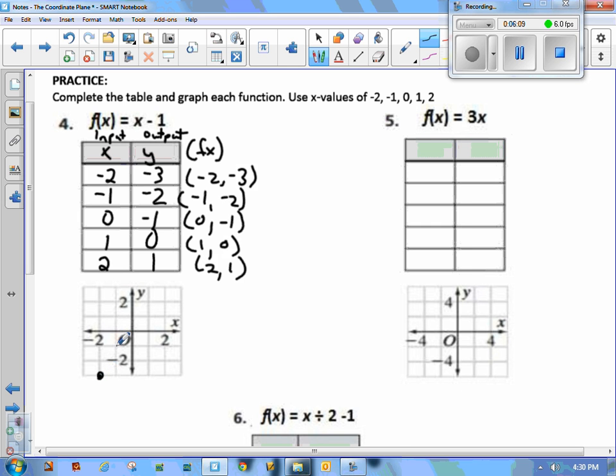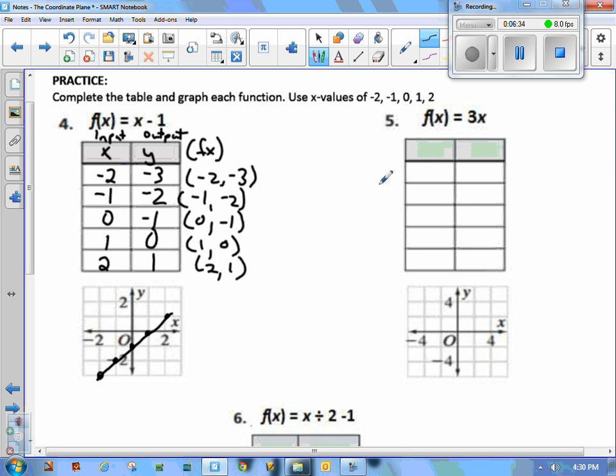negative 1, negative 2, 0, and then I go down negative 1, so I just stay on the x and go down on the y. 1, 0, so don't go anywhere for the y. 2, 1. And then you connect those dots. That's a linear function because it made a line.